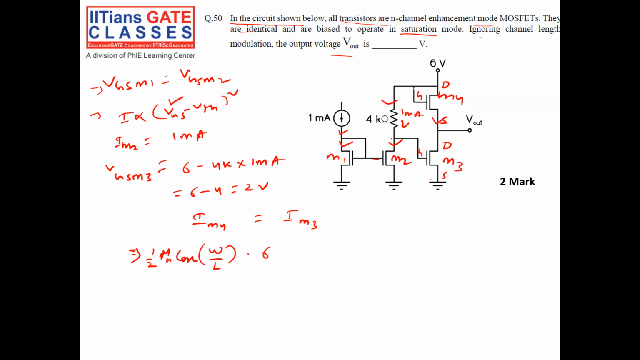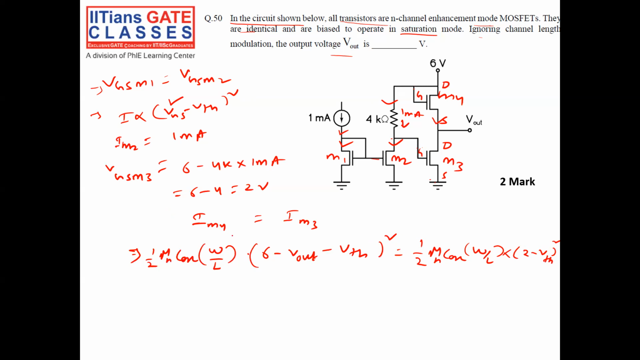Gate is 6, source is V out. VGS is VG minus VS, minus VTH, whole square. Clear? It is equal to IM3. IM3 is again the same, half mu n COX W by L into what is VGS? VGS is nothing but VGS3, which is 2 volt. So VGS is 2 volt minus VTH, whole square.